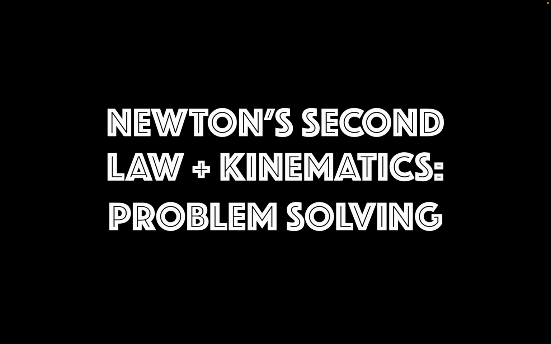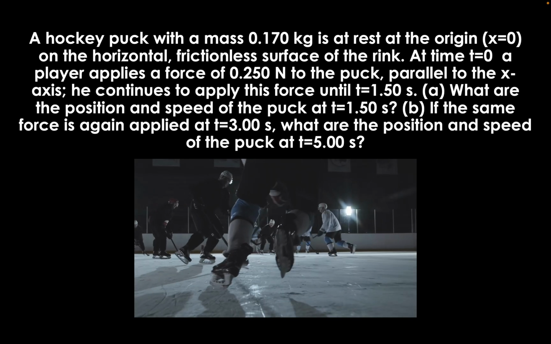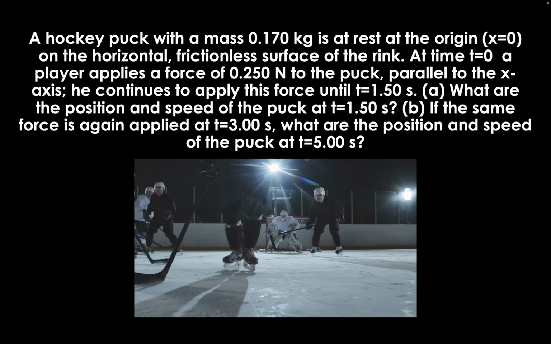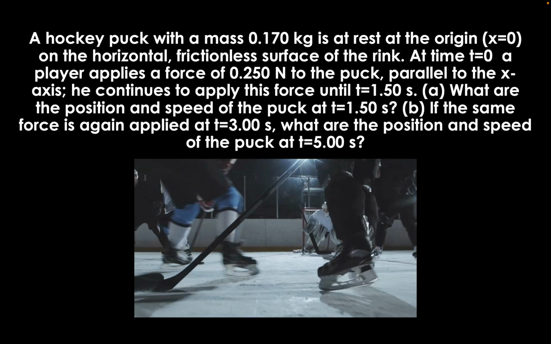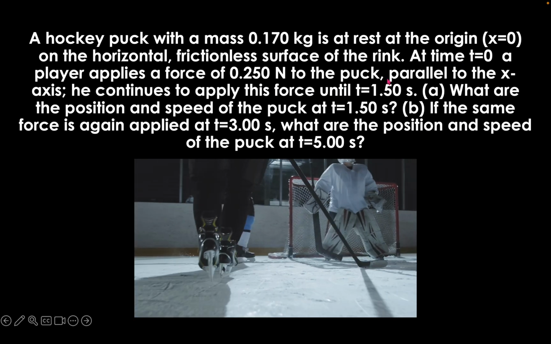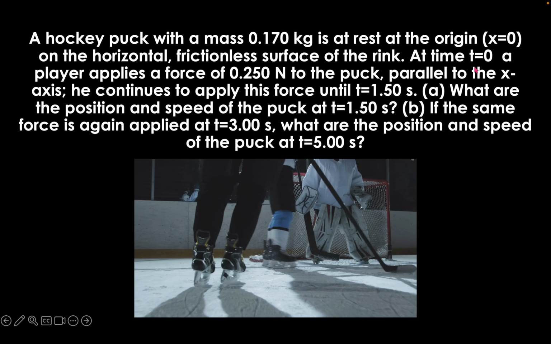In this tutorial, I'll be giving a sample problem on Newton's second law with kinematics. For this problem, it says here, a hockey puck with a mass of 0.170 kilograms is at rest at the origin, x equals 0, on the horizontal, frictionless surface of the rink. At time 0, a player applies a force of 0.250 newtons to the puck parallel to the x-axis. He continues to apply this force until time equals 1.50 seconds, and then you have quite a lot of questions.